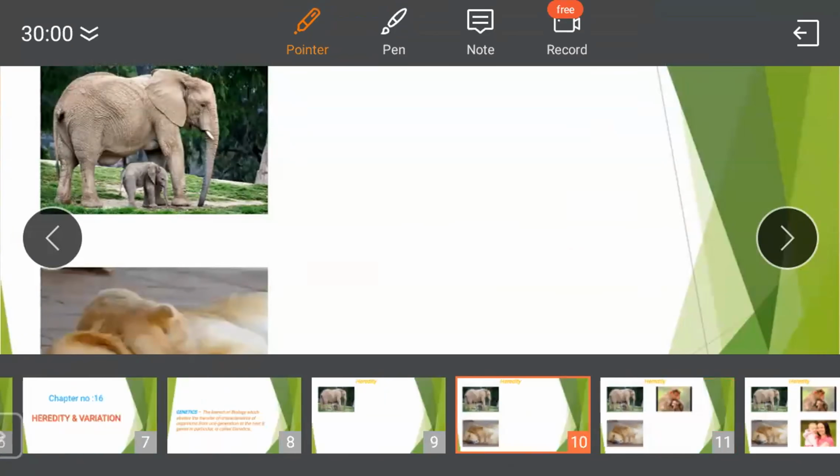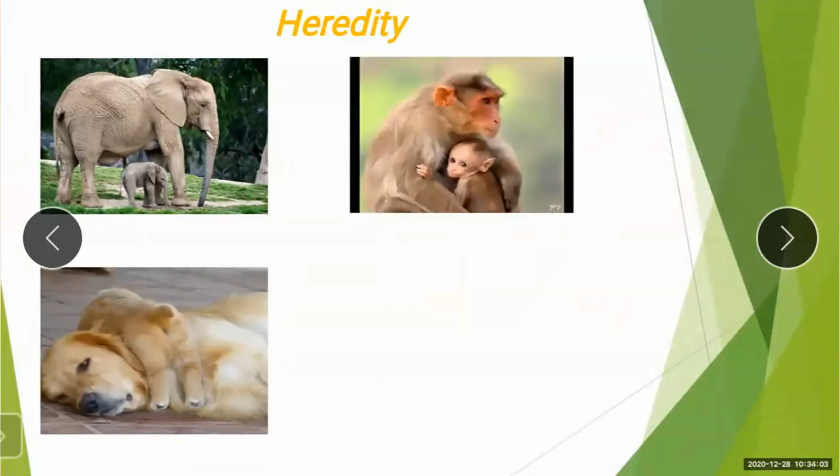We can see further. But first of all, see this picture. See this monkey, mother monkey and a baby monkey. Here, these two are similar. See the skin tone and all. See the ear lobe. See the fingers. See the face. Yes or no?